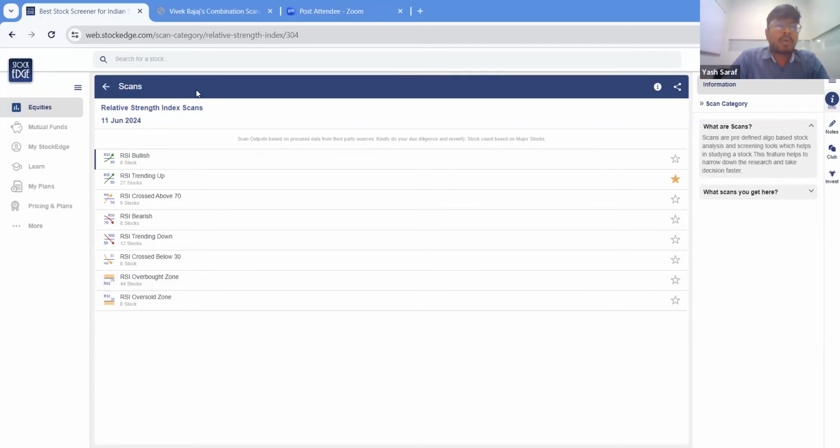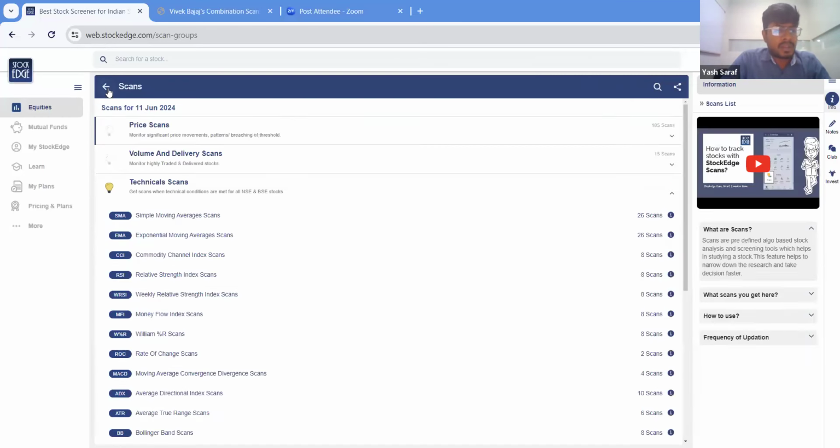तो RSI के थ्रू भी आपको ये पता चलता है कि कौन सा स्टॉक अभी बुलिश ट्रेंड में है, ट्रेंडिंग अप कर रहा है, or which stocks are in a bearish zone, and which stocks are gaining or losing momentum, and which stocks are in overbought zone or oversold zone. You can easily identify stocks in their respective trend from this scan as well. Same goes for CCI as well.